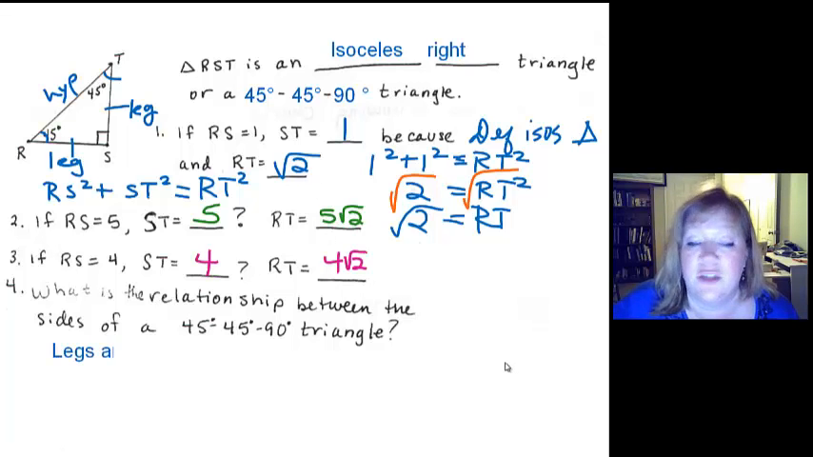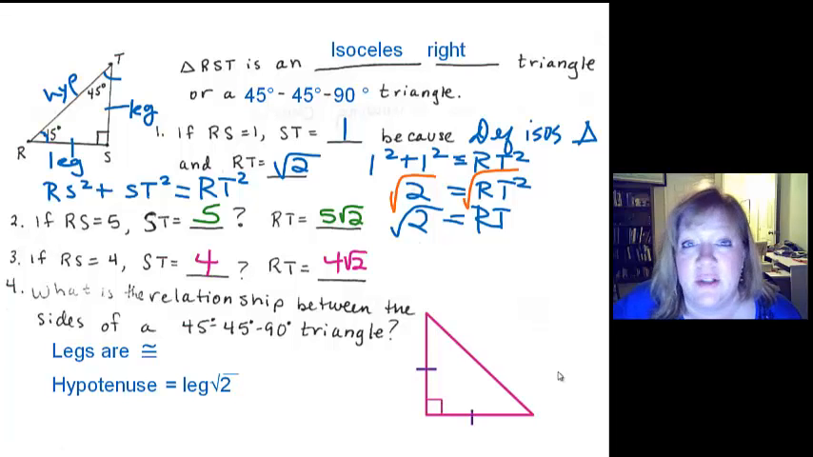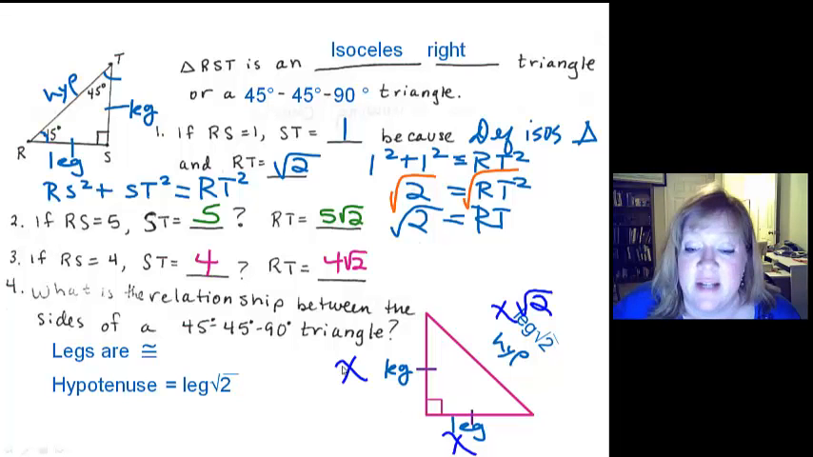So the relationship of the sides is that the legs are congruent and that the hypotenuse equals the leg times the square root of 2. What I like to do when I see an isosceles triangle is first label the two legs that are equal. I also like to put x square root of 2, so leg times the square root of 2, x square root of 2, because then whatever number I'm given, I set it equal to either x or x square root of 2.